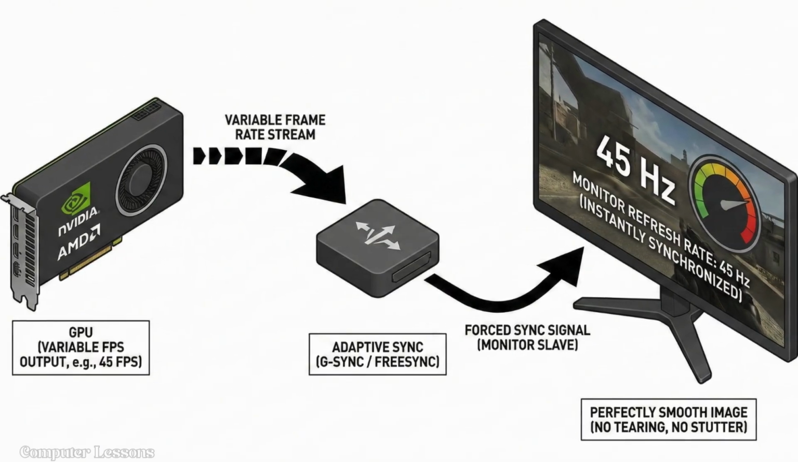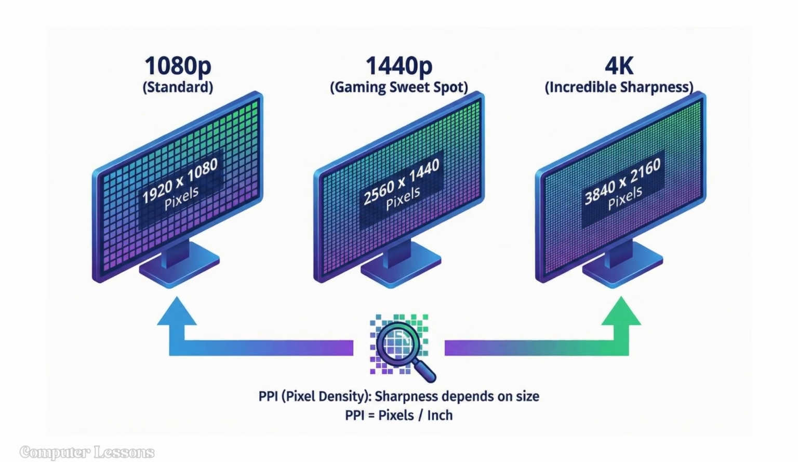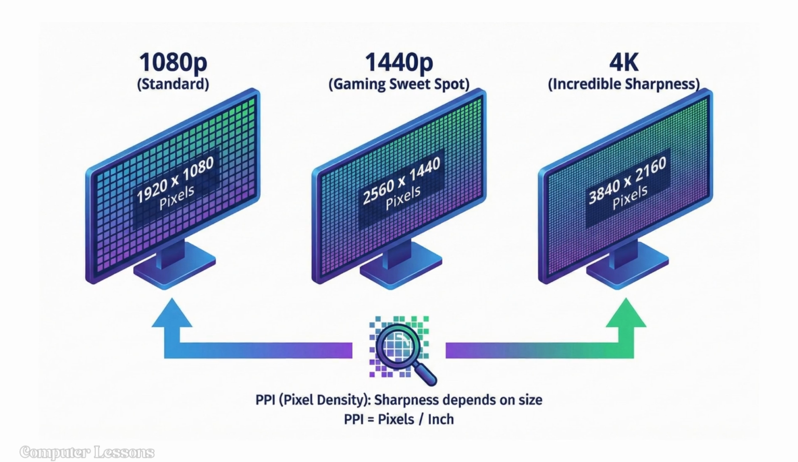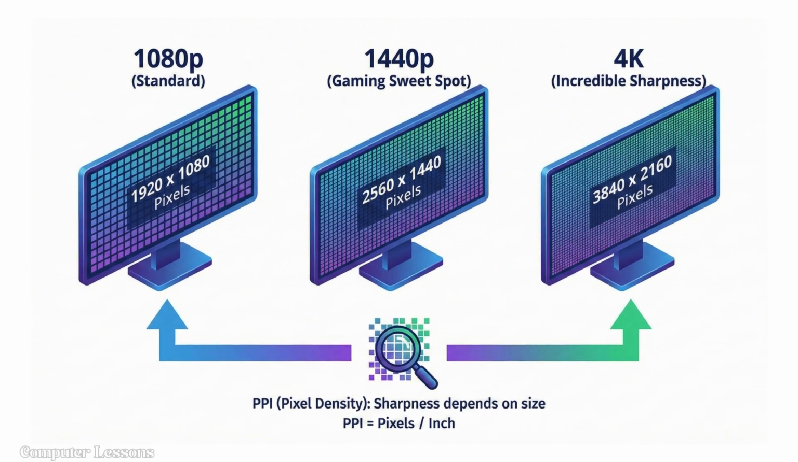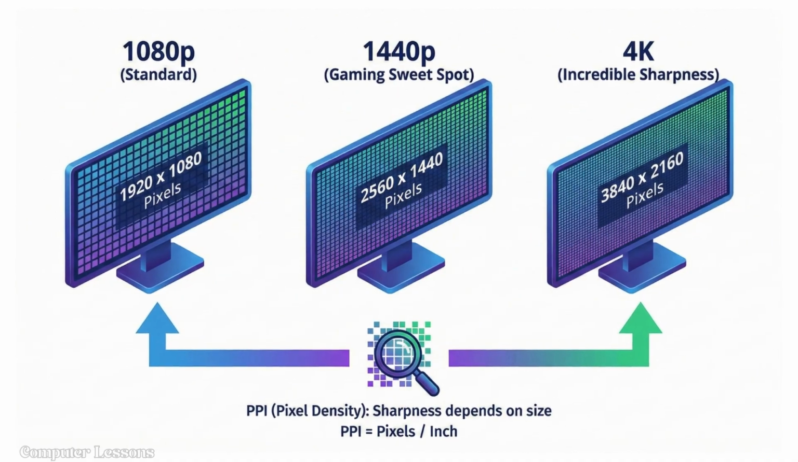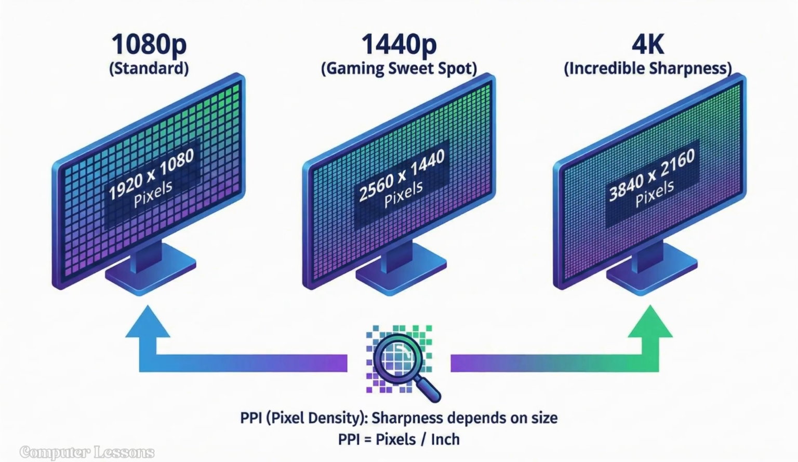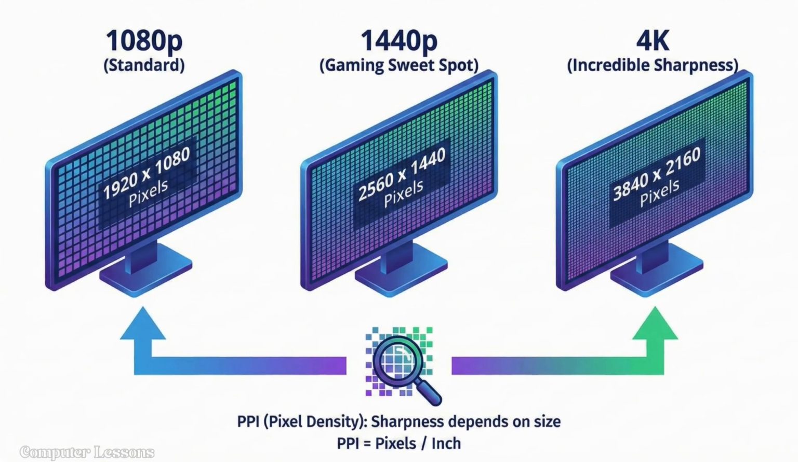We must also consider resolution, which is simply the number of pixels. 1080p is the standard, 1440p is the sweet spot for gaming, and 4K provides incredible sharpness. But sharpness depends on size, a concept known as pixel density, or PPI.